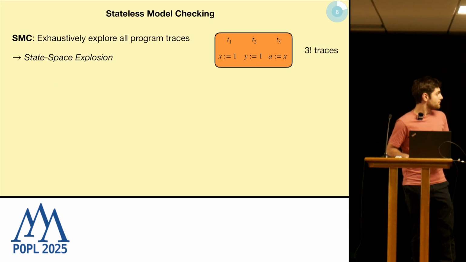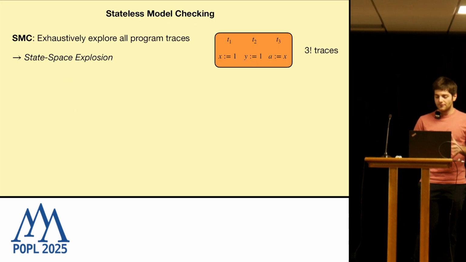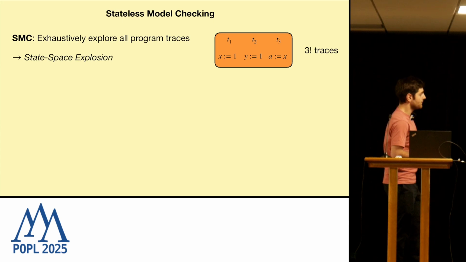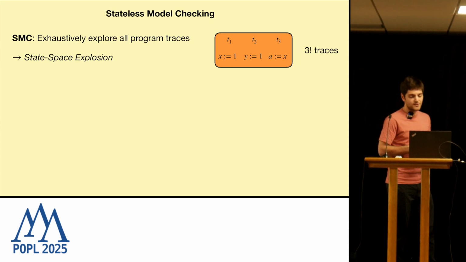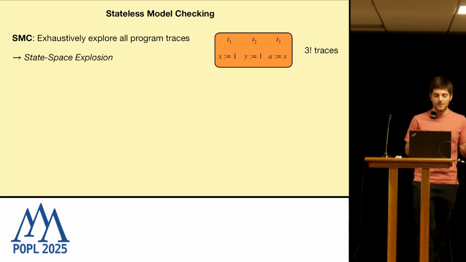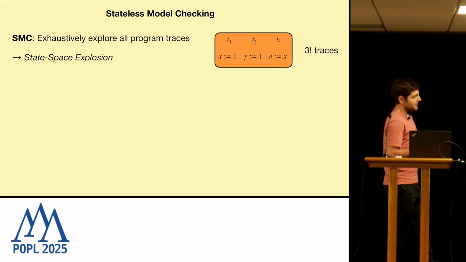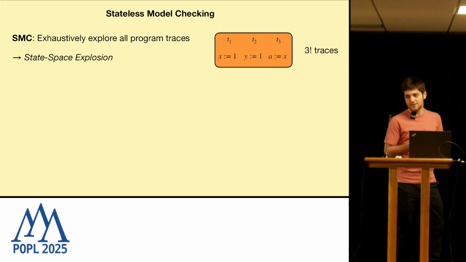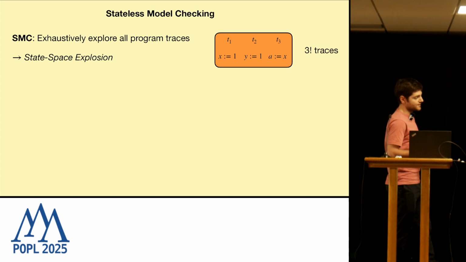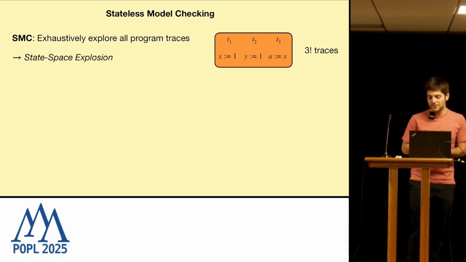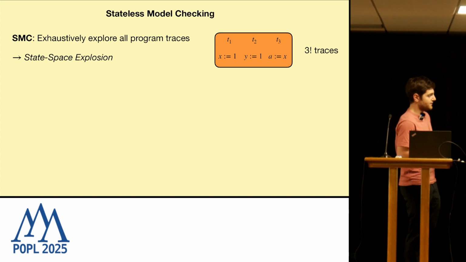Before going to the problem, I need to give you some background on stateless model checking. As I mentioned before, it's an exhaustive exploration. You give it a concurrent program, and it tries to explore every trace that the program can give you. As an example, you have this program here with 3 threads. The first one is writing 1 to x, the second is writing 1 to y, and the third thread is just reading x. Stateless model checking would give you the 3 factorial, the 6 traces that you get.